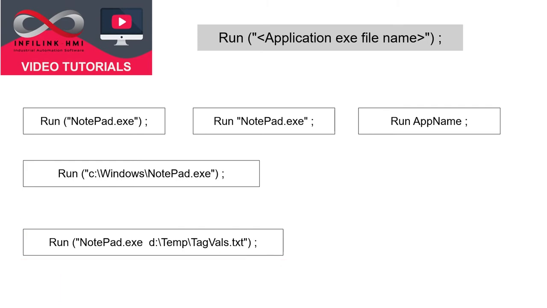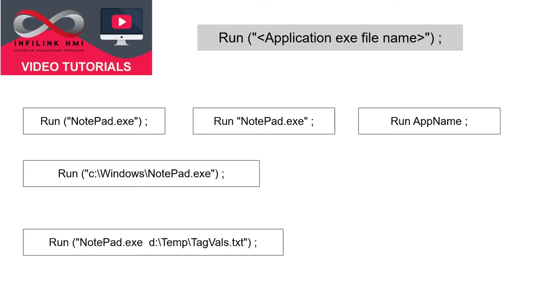A message will be posted into Event Logger if Infilink successfully launches the application. Once the application is launched, you can interact with that application using the SendKeys script command. Typically, by sending the Alt+F4 key combination, you can close that application.